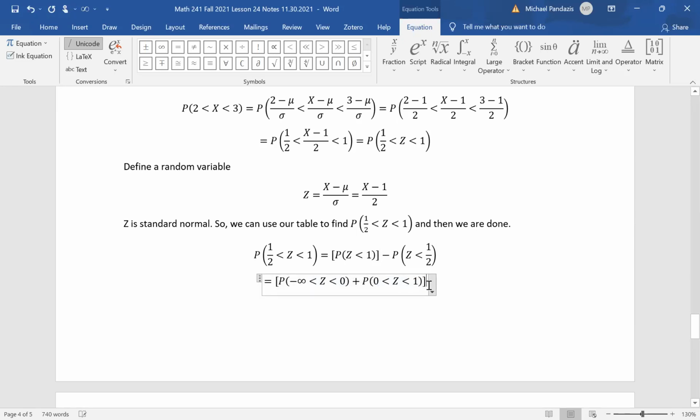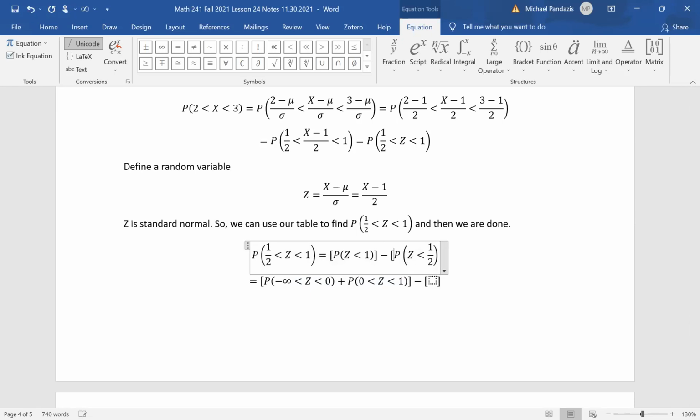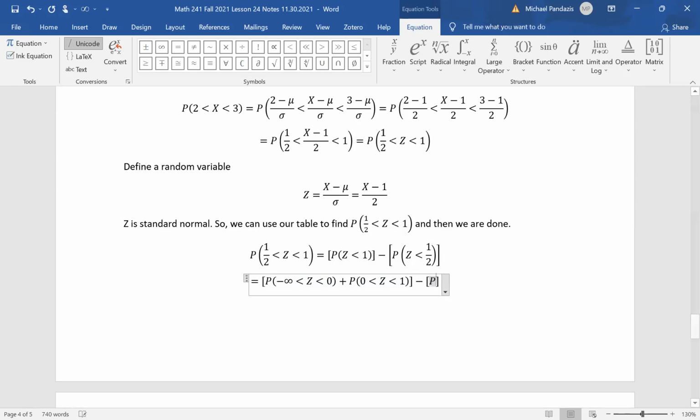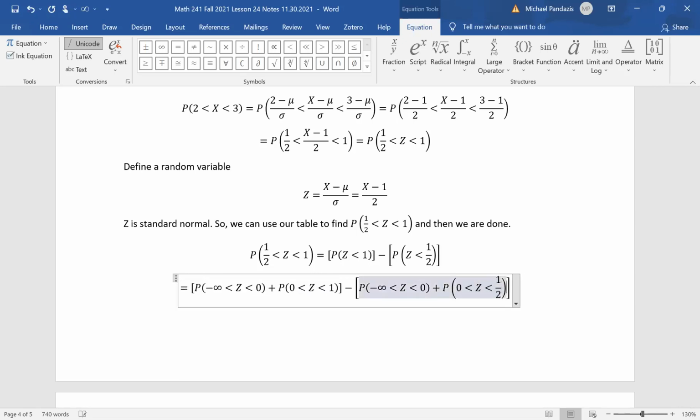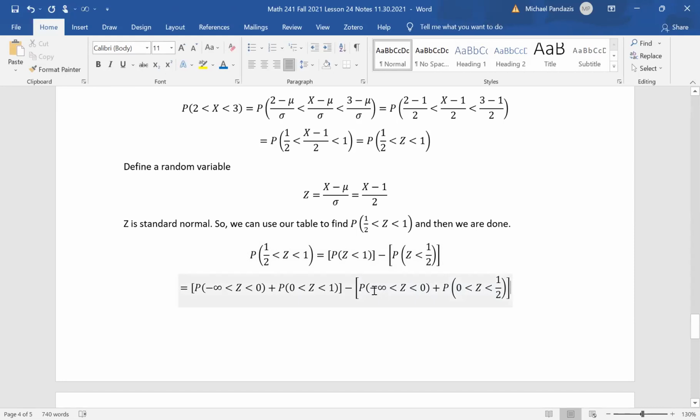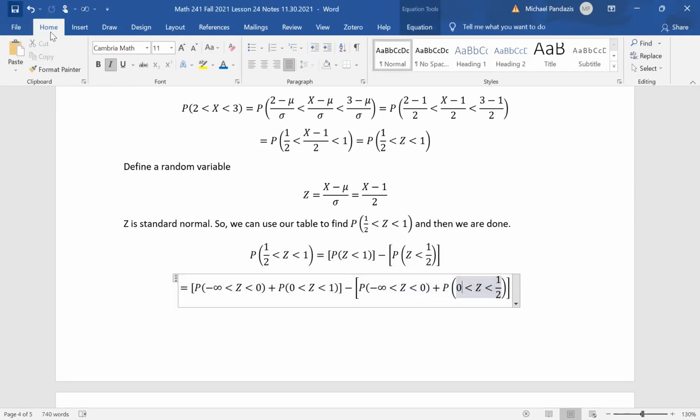Right? Then you subtract the next probability, this one. So you don't need the brackets up here. I'm just doing it so that you can see what I'm doing. Now this one is the probability that negative infinity is less than z less than 0, plus the probability that 0 is less than z less than 1/2. So I just broke it up into two separate probabilities and the sum of them.